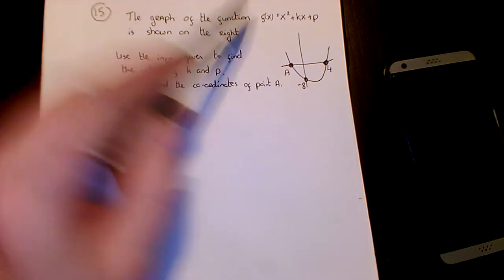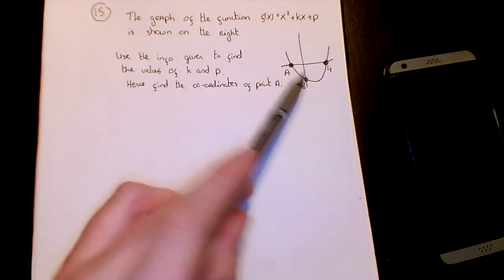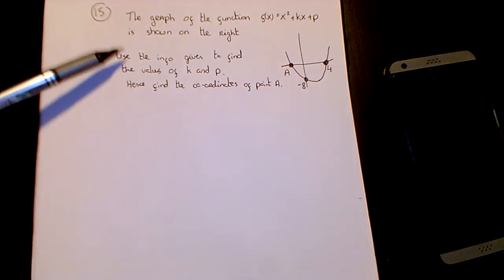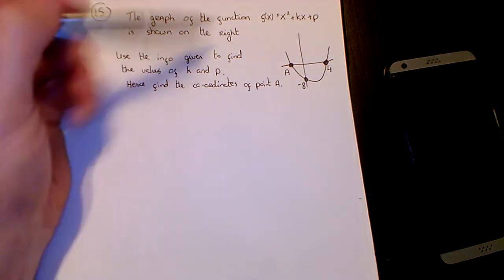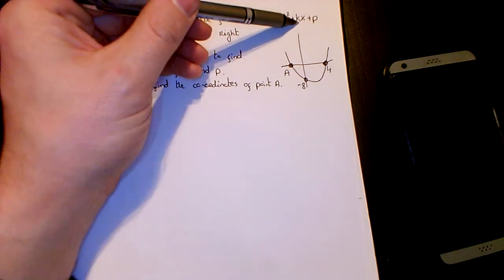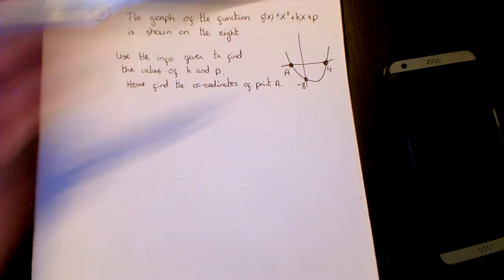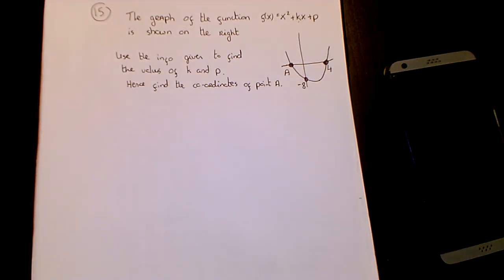Question 15. The graph of the function x squared plus kx plus p is shown on the right. Use the information given to find the value of k and the value of p. So it's kind of like question 14.